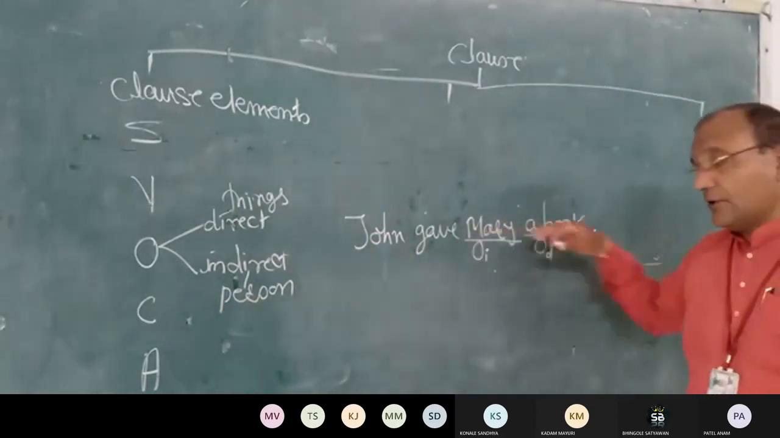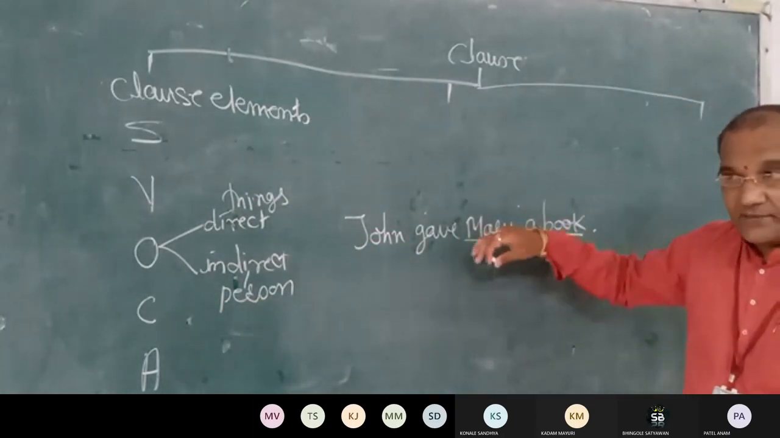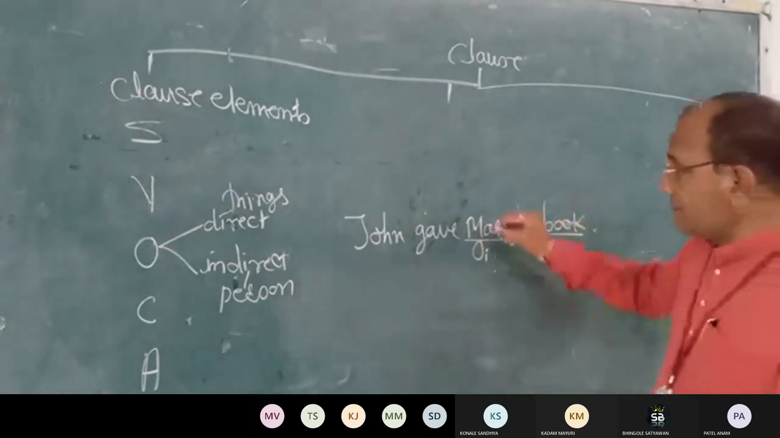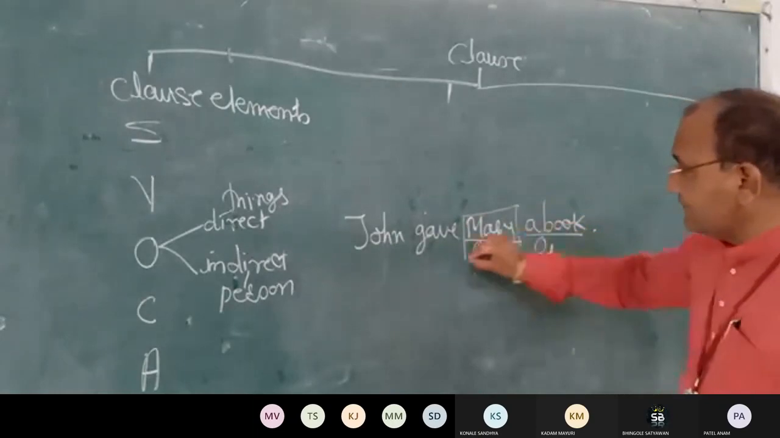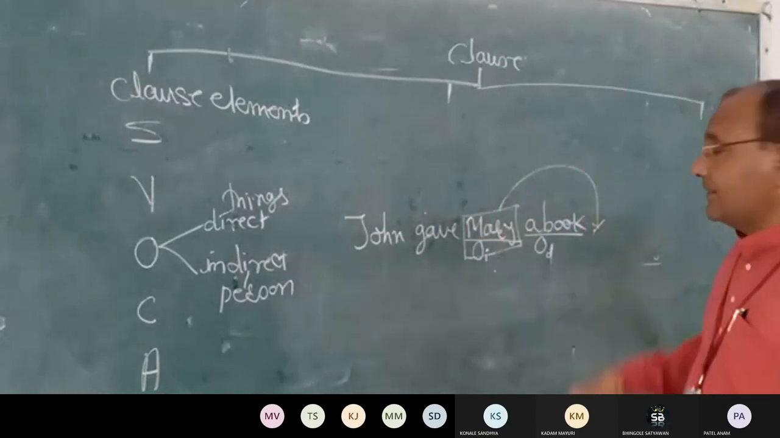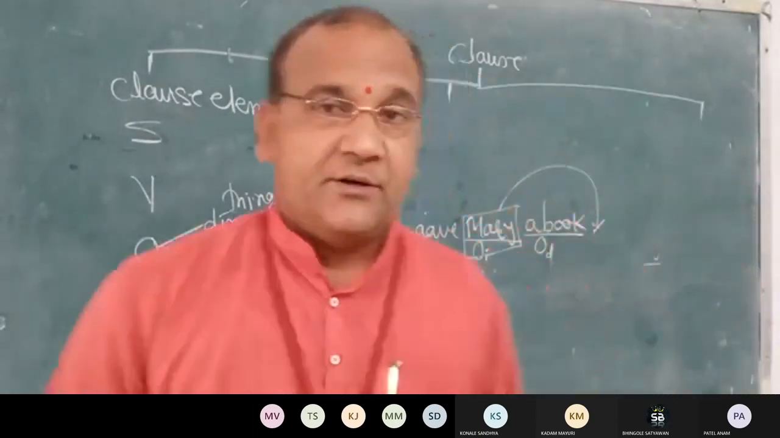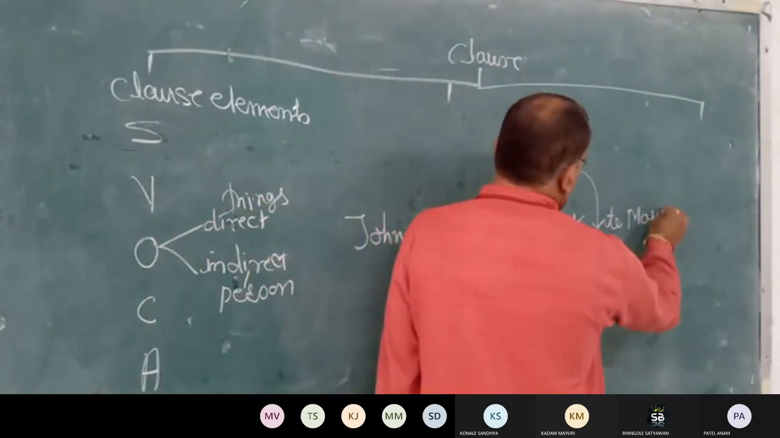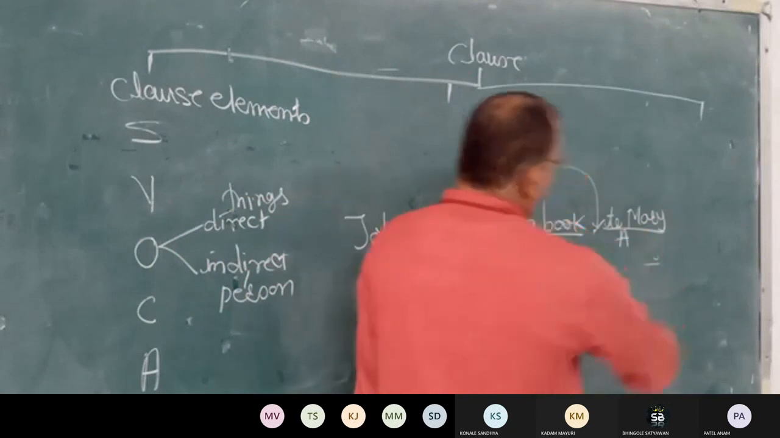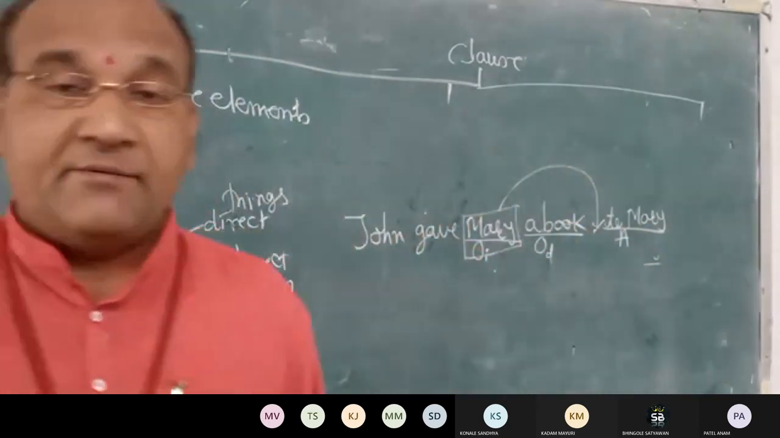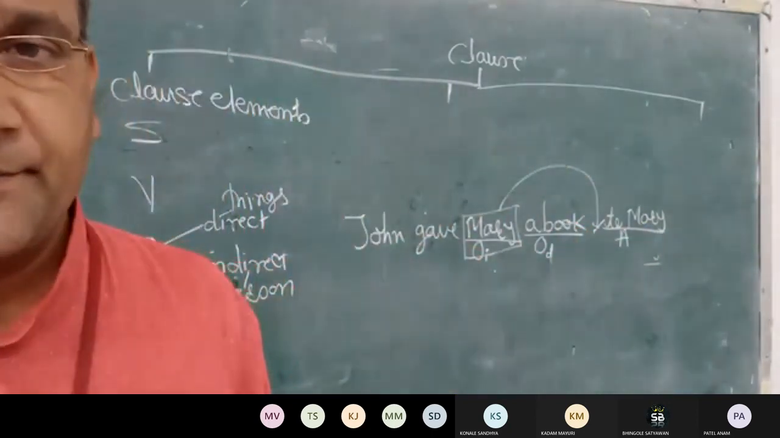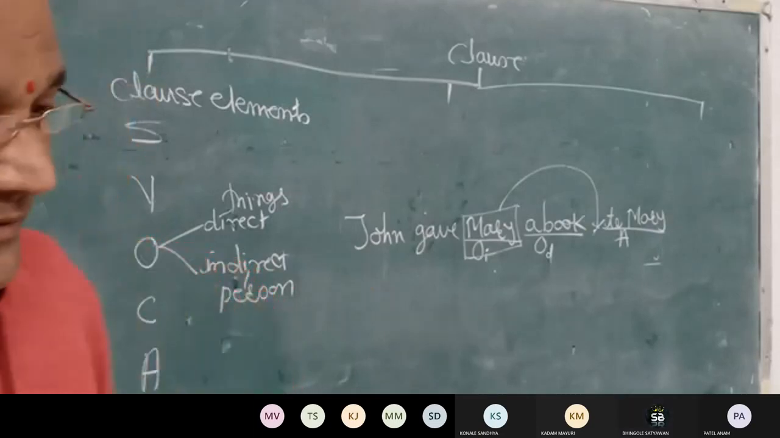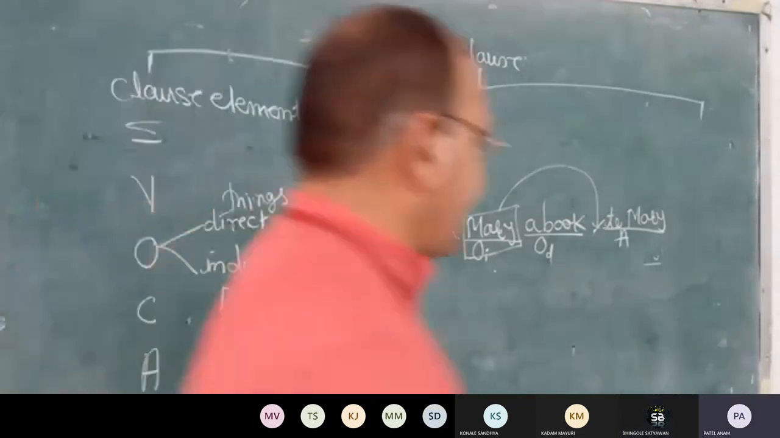And if both the objects are there in a sentence, you have the sequence like indirect object first, direct object next. Now it is possible to postpone this and bring it here. John gave a book to them. But now it is an adverbial because it's a prepositional phrase. All right? Am I clear so far? Yes, sir.